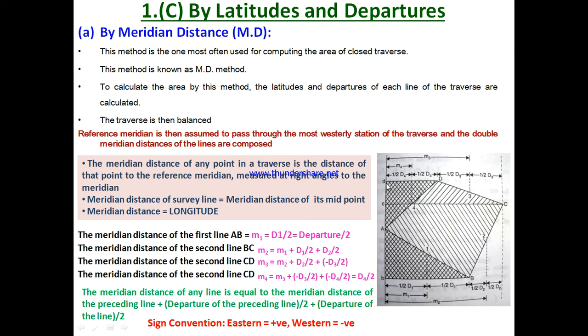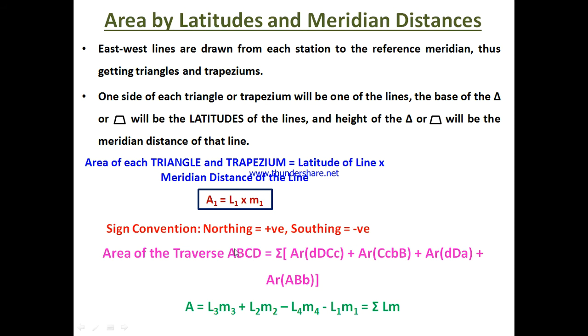Means after measuring this trapezoidal area and this trapezoidal area CCBB, after determining the area of these two, we can deduct this particular triangle area and this triangle area from the total area, and we can get the area of the required figure. So here we have done nothing, just the area of the traverse has been calculated.